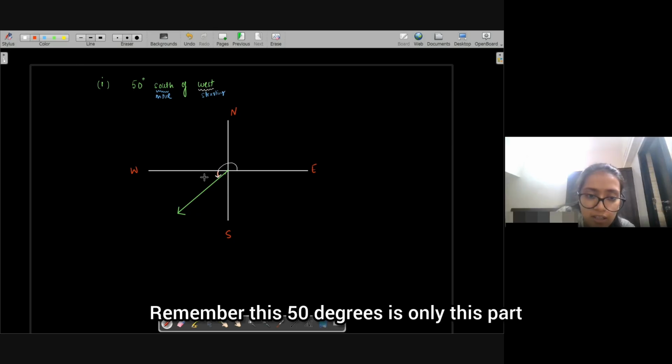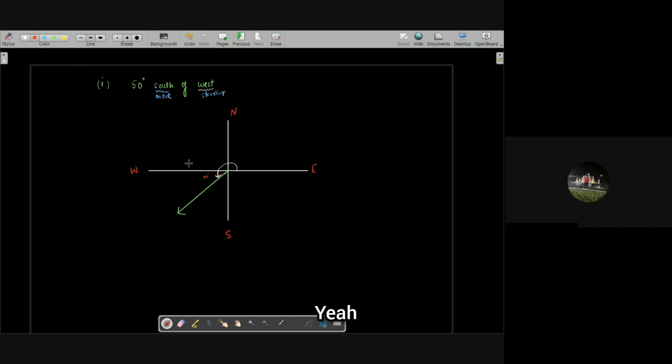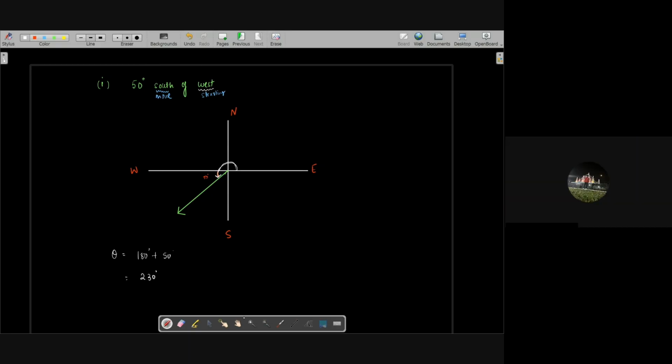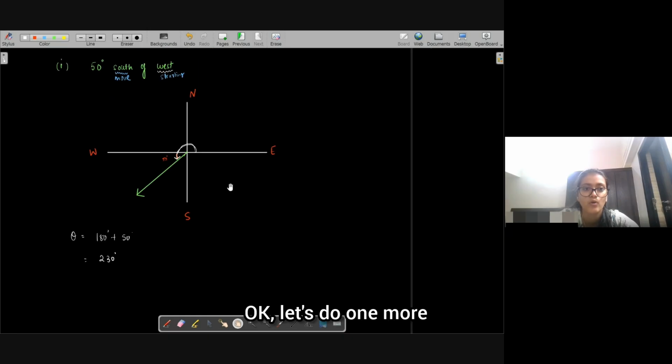Remember, this 50 degrees is only this part. So theta will be this portion, that is 180 from here to here, plus 50. So it is 230 degrees. Okay, let's do one more.